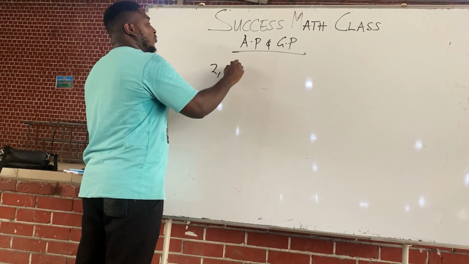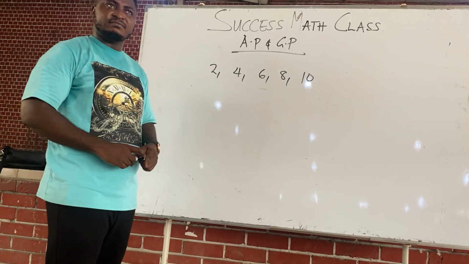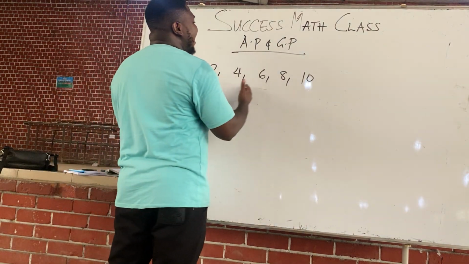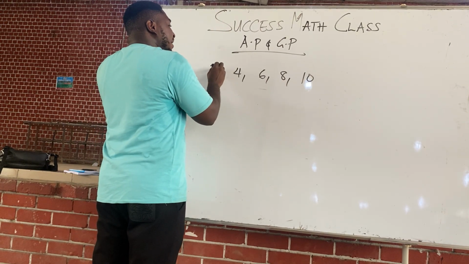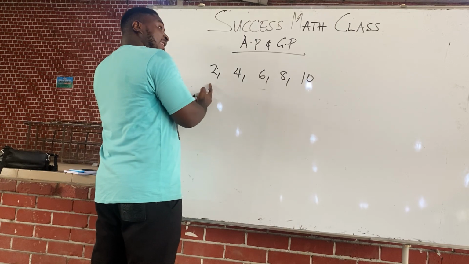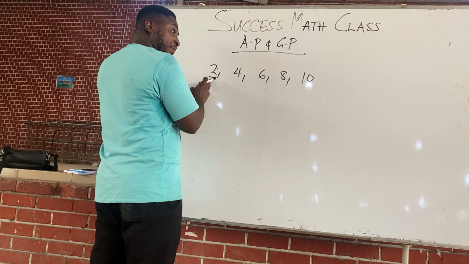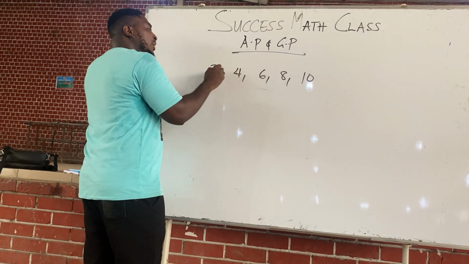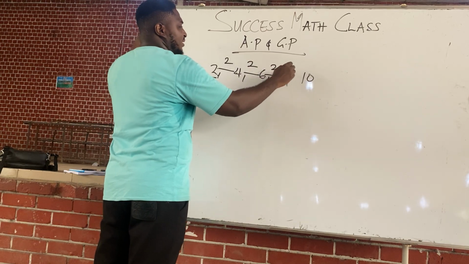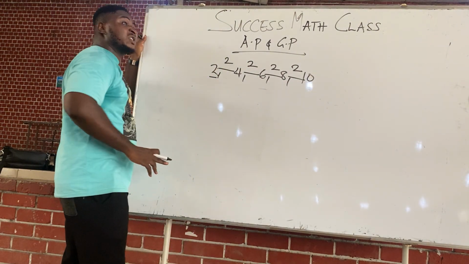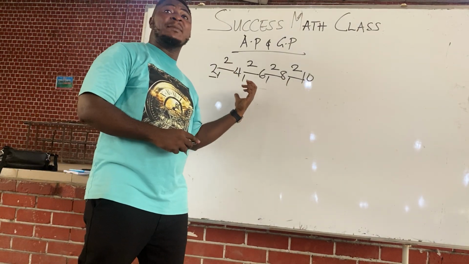Class, if you have 2, 4, 6, 8, 10, follow me, no noise. This is an arithmetic progression because, as you can see, there's a common difference between a term and the next term. The preceding term and the succeeding term. The term after the preceding term is the succeeding term. Class, 4 minus 2 is 2. 6 minus 4. 8 minus 6. 10 minus 8. This qualifies for an AP. So in an AP, there's a common difference between the preceding term and the succeeding term.